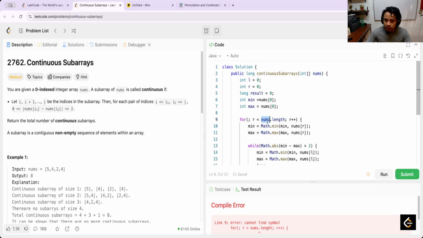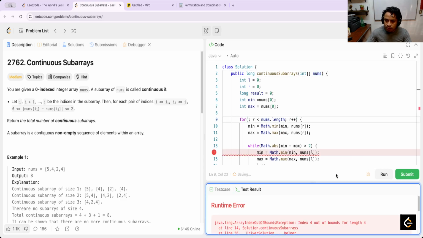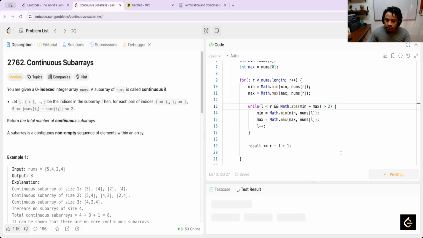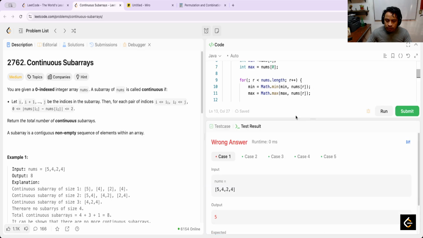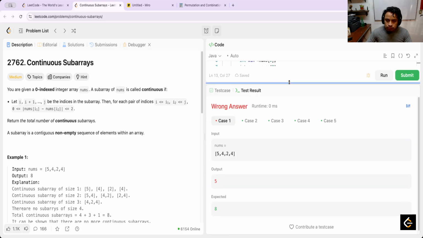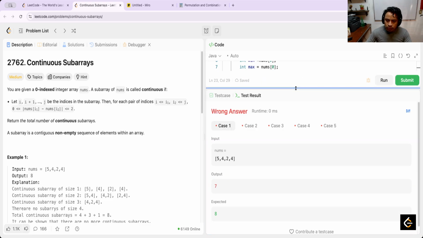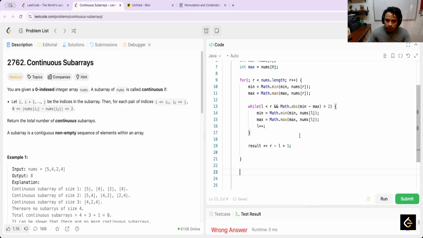This nums, right? Sure. L should be minor than R. Okay.